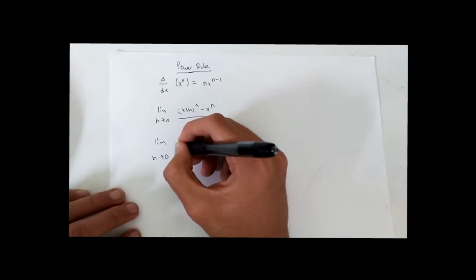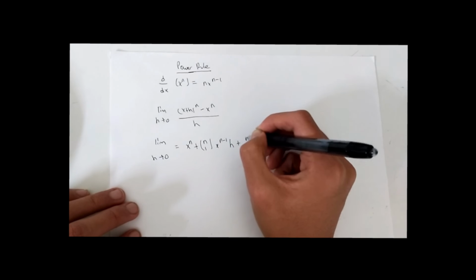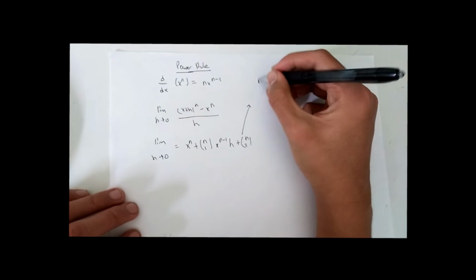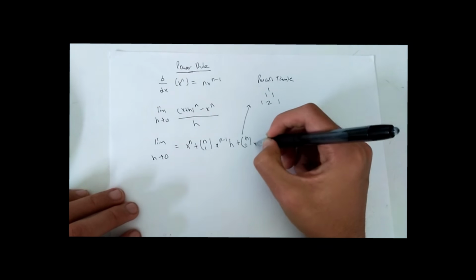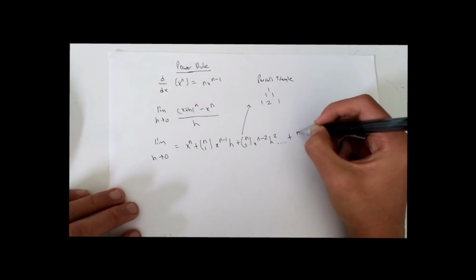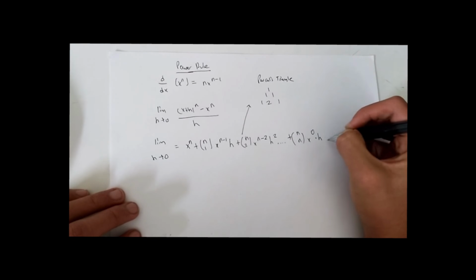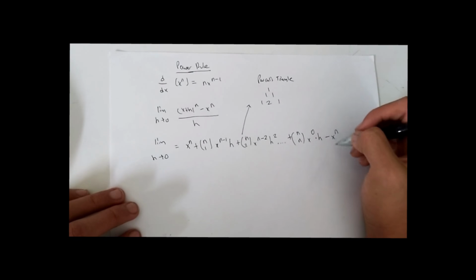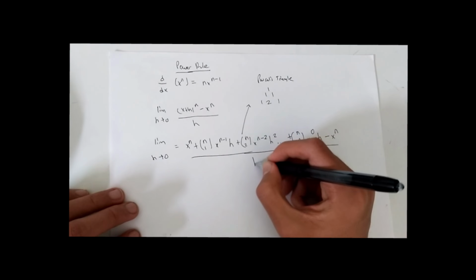If we expand the function, we get x to the power of n plus n choose 1 x to the power of n minus 1 times h, where the binomial factors come from Pascal's triangle, plus n choose 2 x to the power of n minus 2 times h to the power of 2, and so on. At the very end, there is n choose n x to the power of 0 h to the power of n, minus x to the power of n, and then you have to divide everything by h.